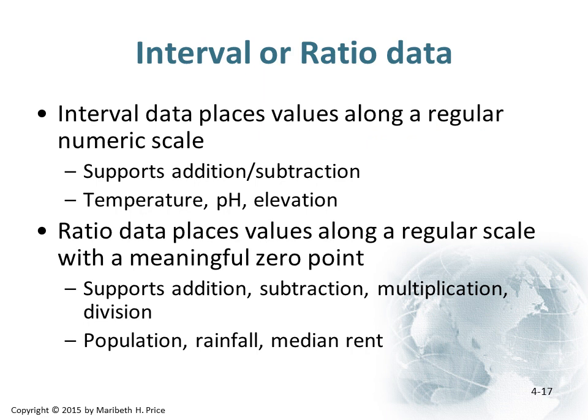Interval or ratio data. Interval data places values along a regular numeric scale. Think temperature, pH, elevation, something where you recognize and understand that the units are consistent and regular, and that there is a meaningful 0 point. That's how you can tell if it's ratio data, because you can't really have a negative value. If you have a meaningful 0, you can't have less than none, for population or rainfall, for example.